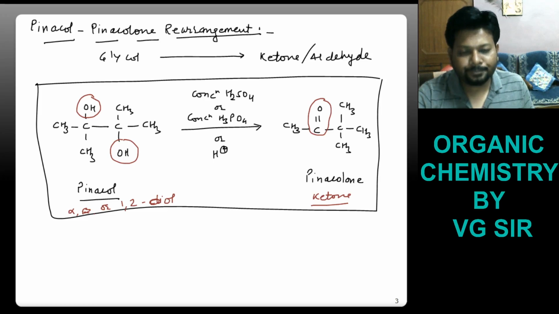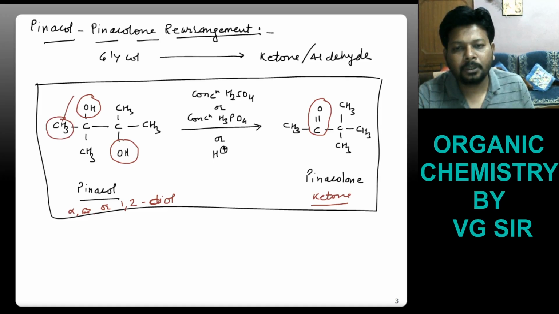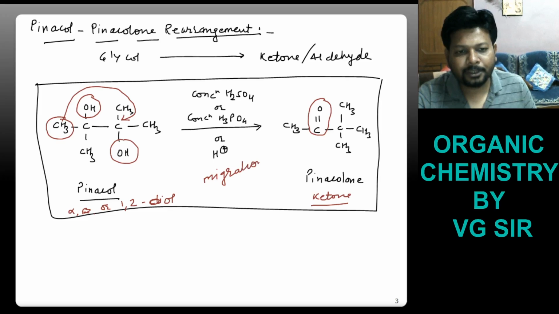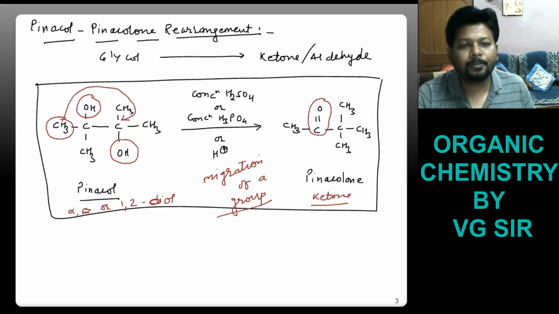But generally there are so many methods of oxidation in which alcohols are converted into ketones or aldehydes, but there is something special in this reaction. What is the specialty? We are also getting rearrangement, that is, the migration of a group is also taking place in this reaction.